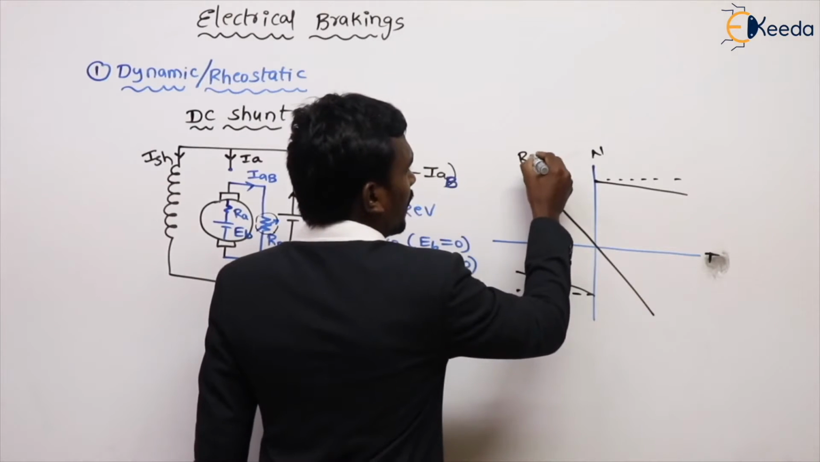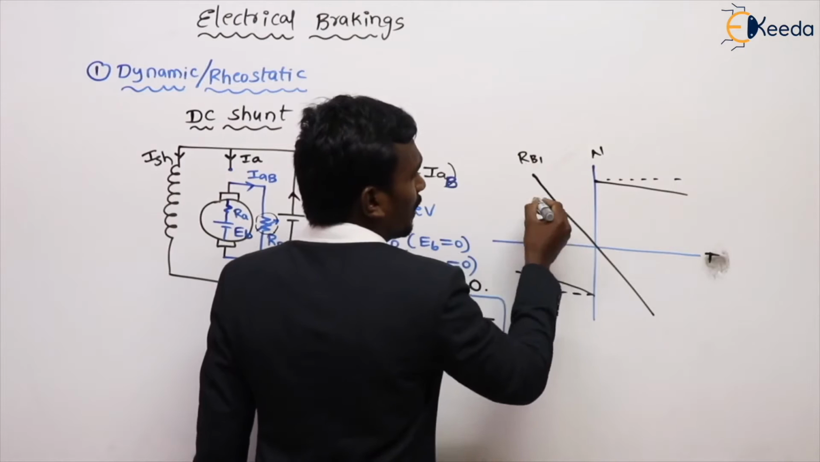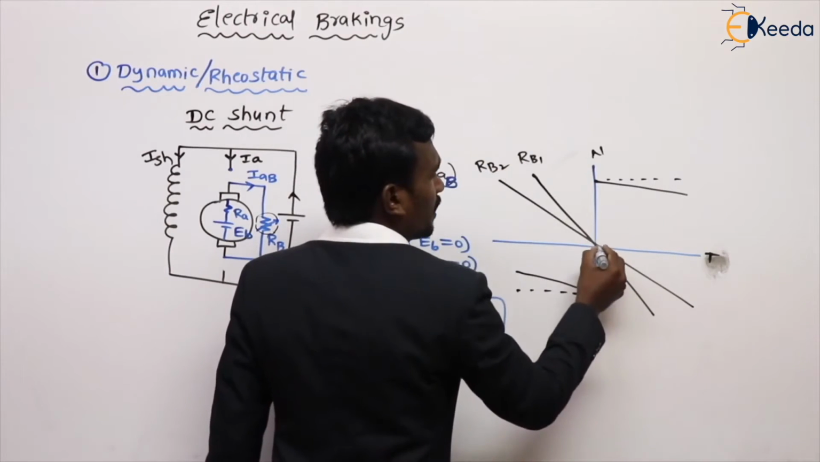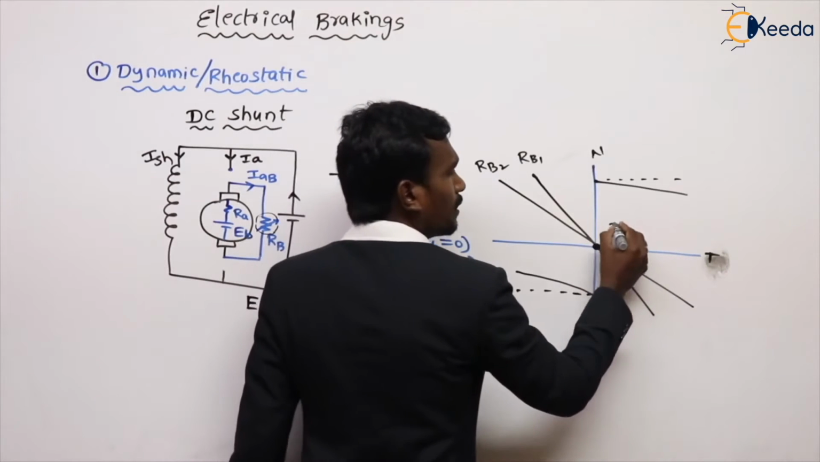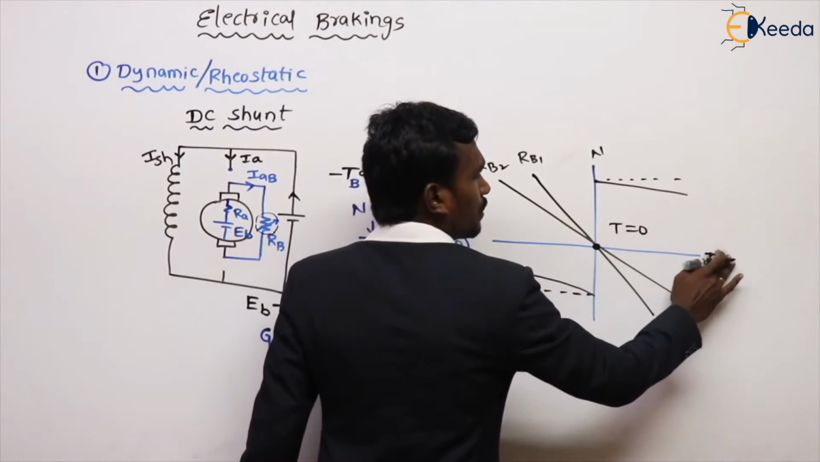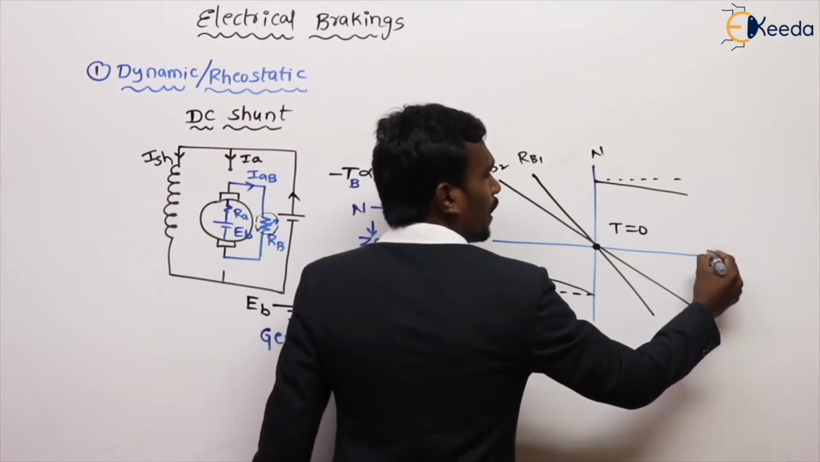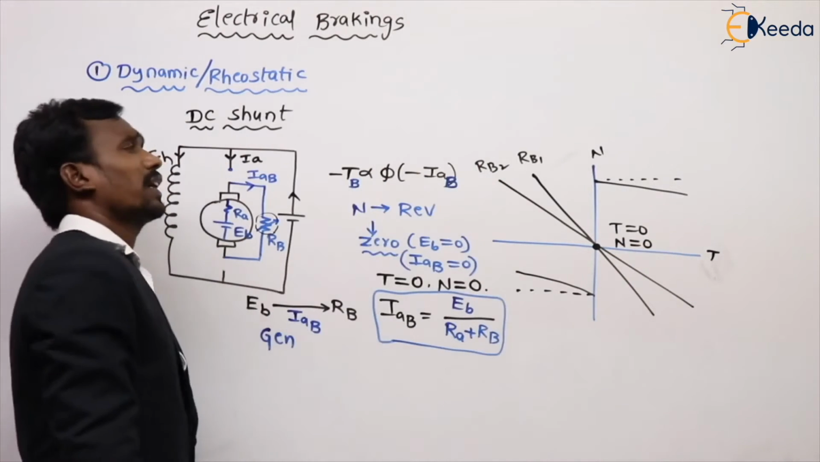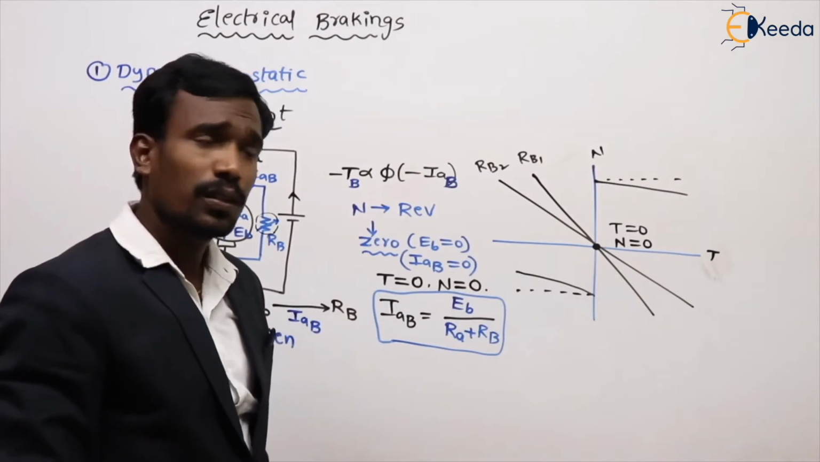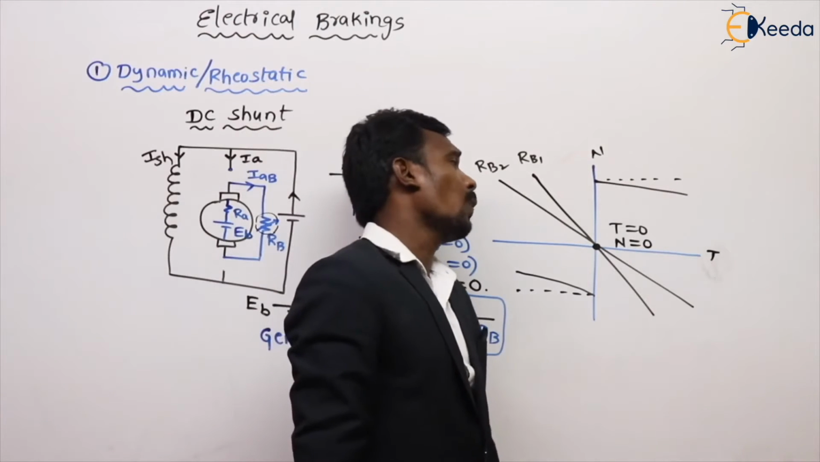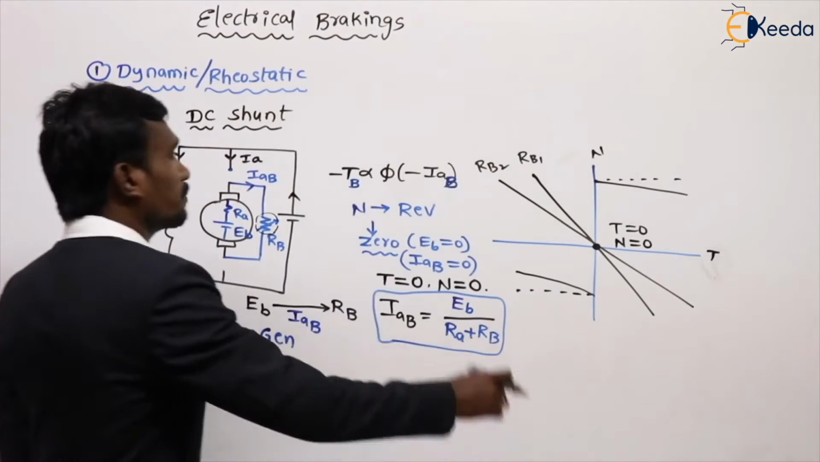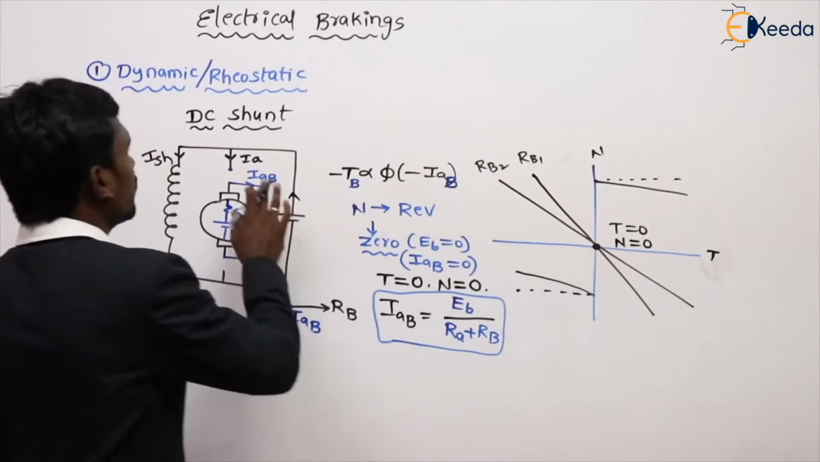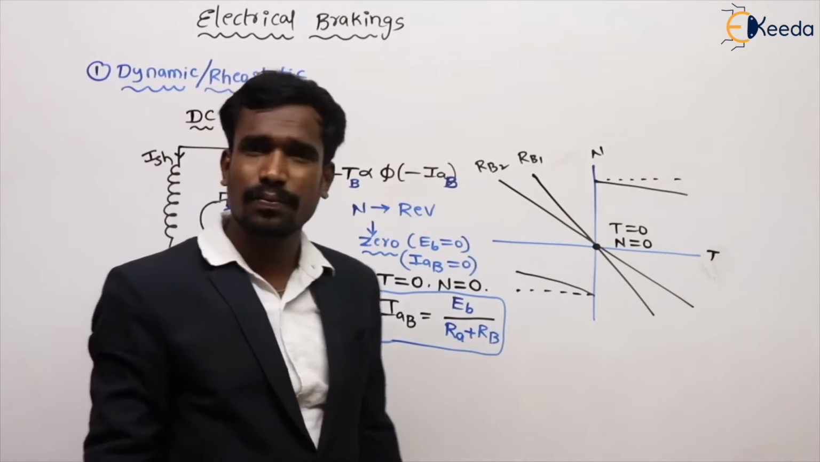This is for braking resistance RB1. If the braking resistance increases, RB2, these are the conditions. Here, when my torque equals 0, this is the torque or current axis. When the torque equals 0, then the speed is also 0 for dynamic braking. This is important: in dynamic braking, when the torque equals 0, then the speed is also 0. This is the dynamic braking for the DC shunt motor.